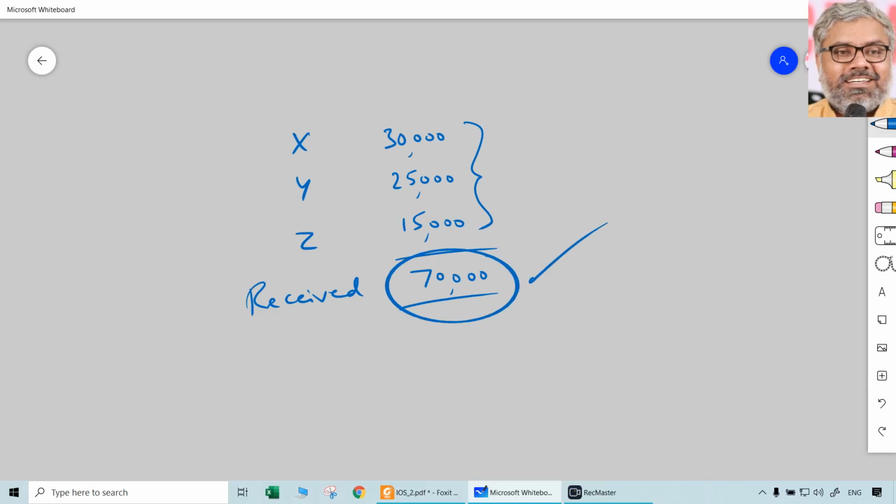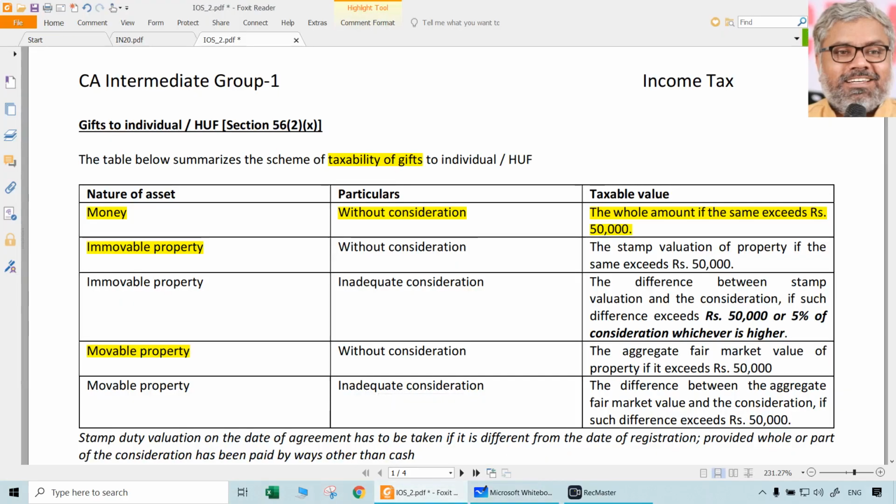Entire 70,000. That is how the gift provision has to be applied, particularly when the gift is in the form of money. So, if the aggregate amount of the gifts received by an individual or HUF during a previous year exceeds 50,000, then the entire amount of such gift received shall be taxable in the hands of that assessee. That's it. That is about money gift, cash gift.